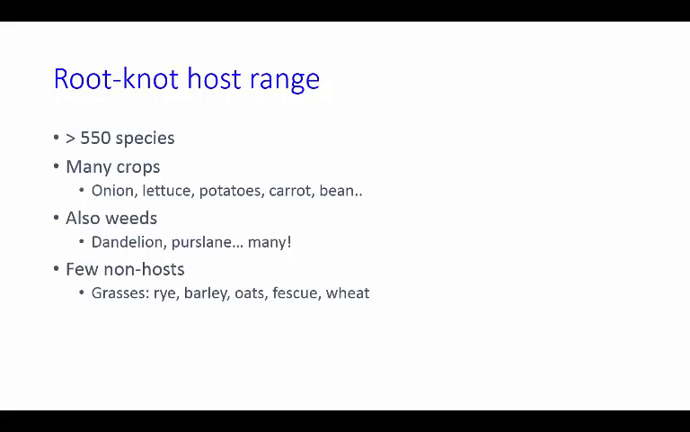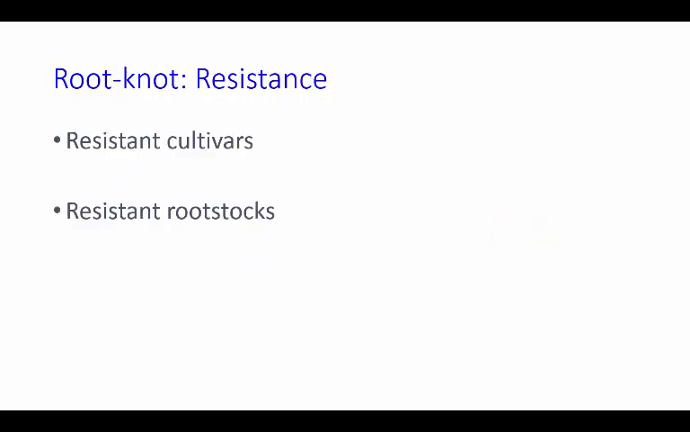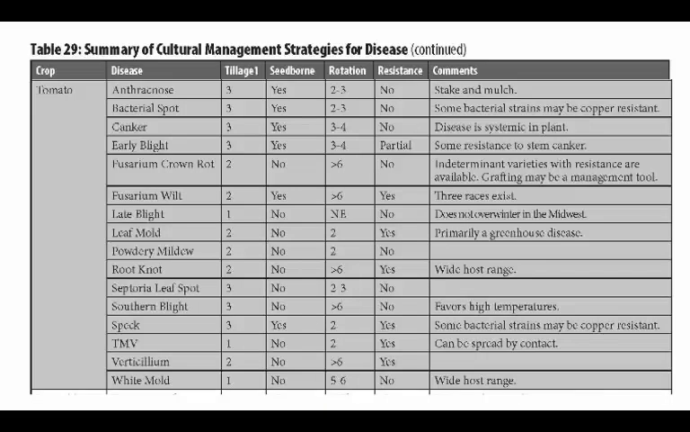Root knot nematode has a huge host range, including many crops and many weeds. Grasses are non-hosts, so with that wide host range, crop rotation and cover crop selection will be more difficult. So there are implications for crop rotation and cover crop selection if you have a site with a history of root knot nematode. There are resistant tomato varieties, and grafting onto resistant rootstocks is an option.